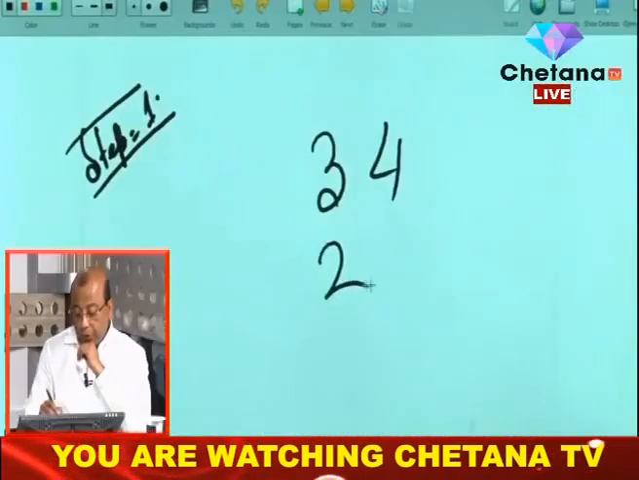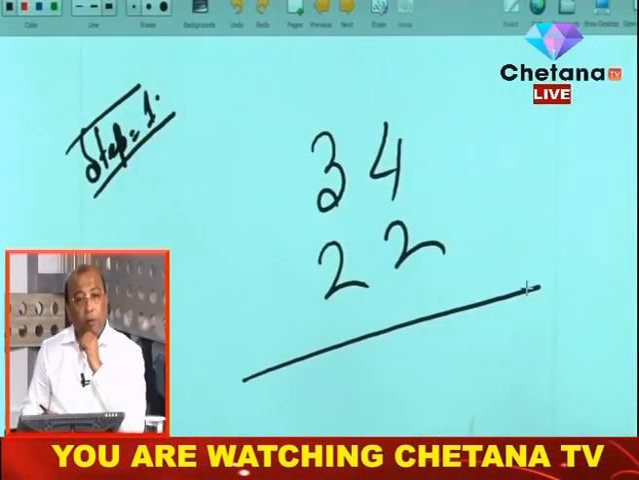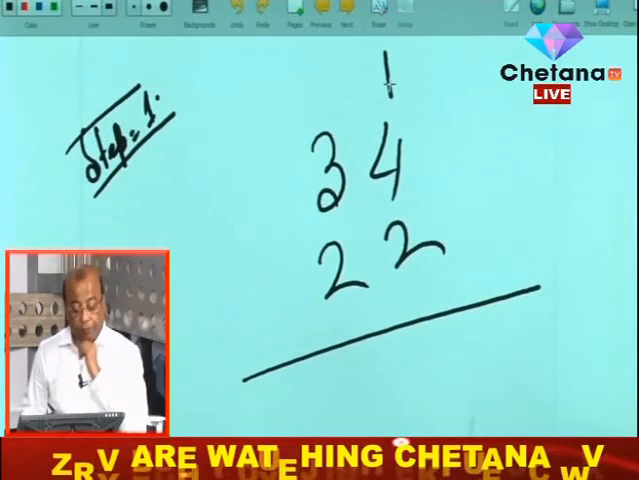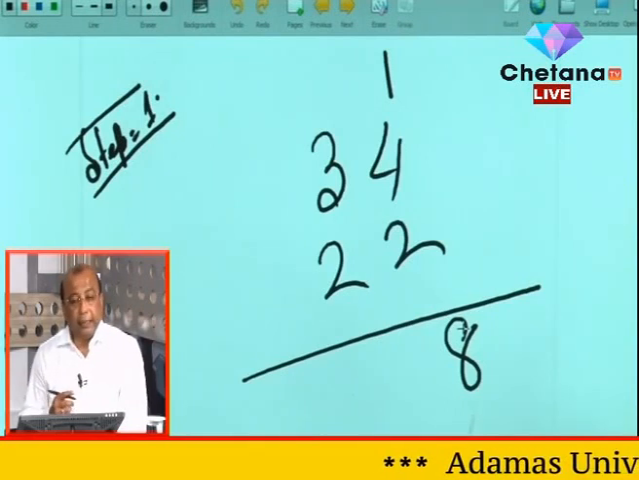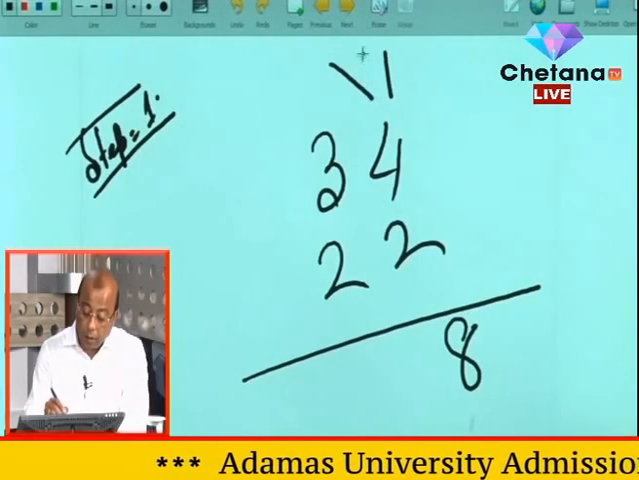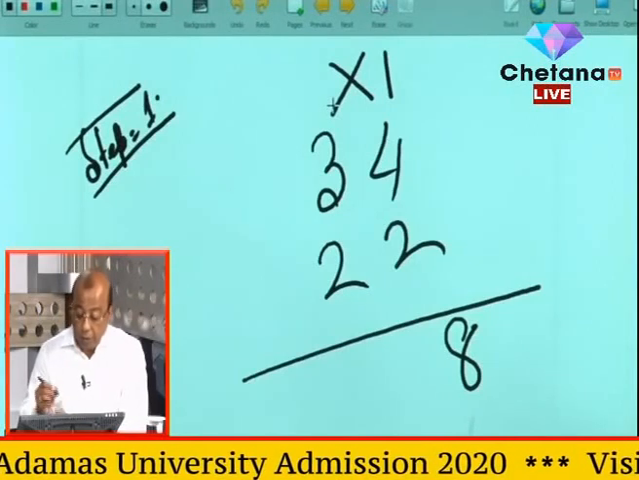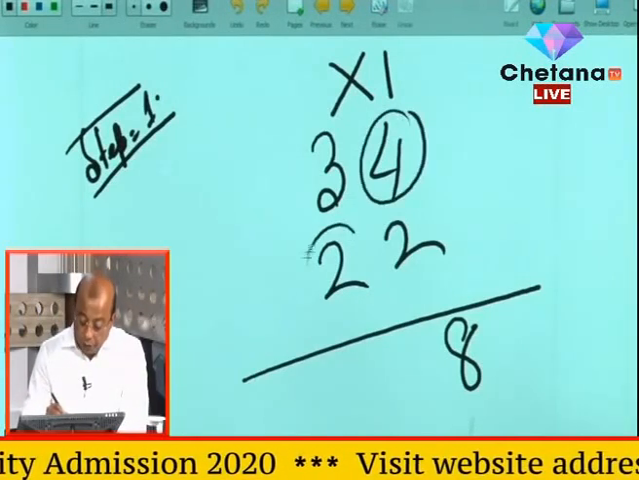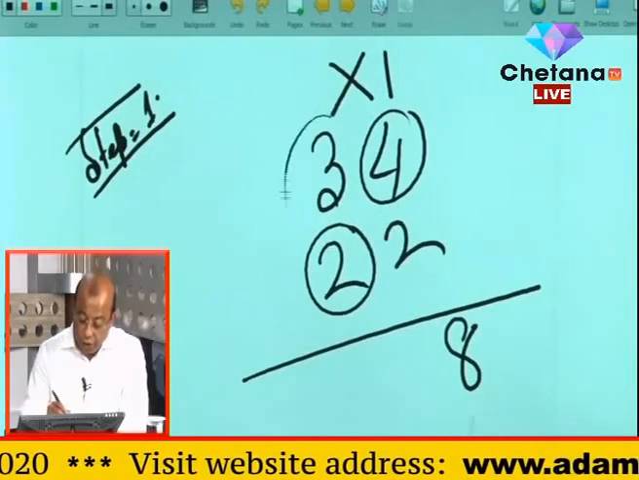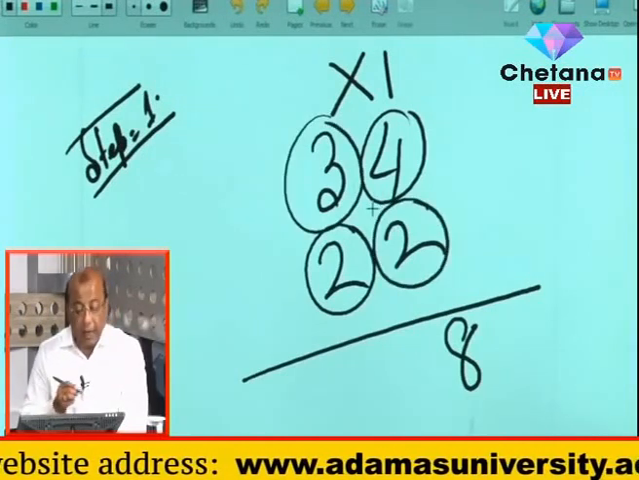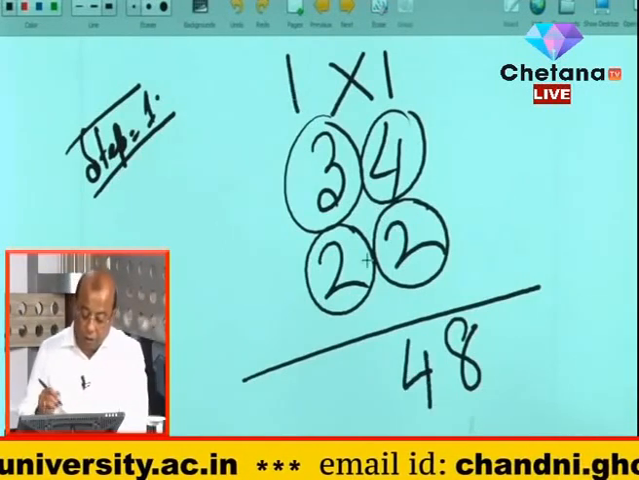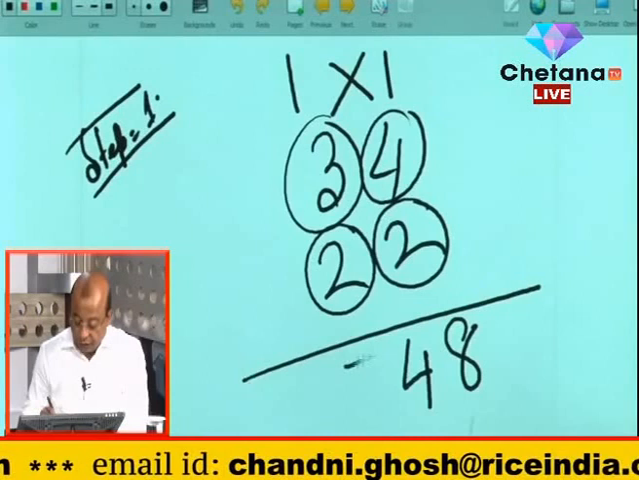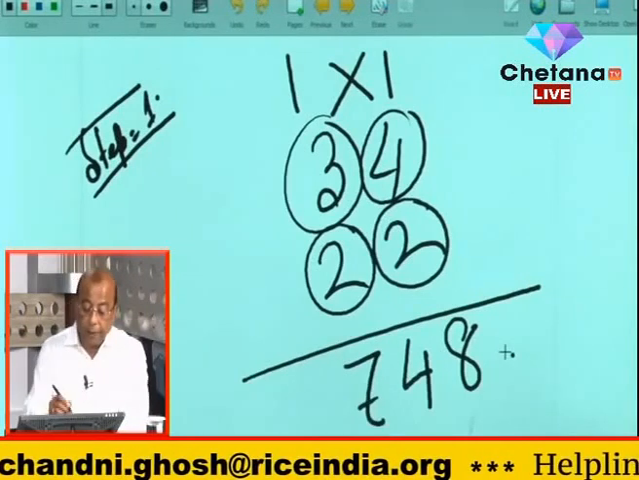34 into 22. Right. We'll consider the first step straight. 4 into 2, 8. Okay. When we consider the second step, second column, the operation will be cross. That is, we will multiply diagonally. 4 into 2, 8. And 3 into 2, 6. 8 plus 6, 14. 1 in hand. Again straight. 3 into 2, 6 plus 1, 7. Clear? We can consider another number.